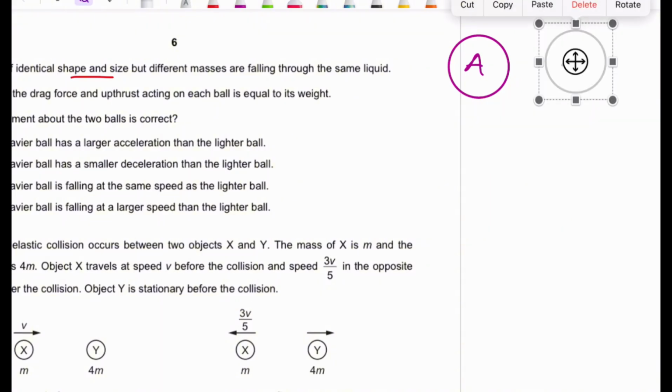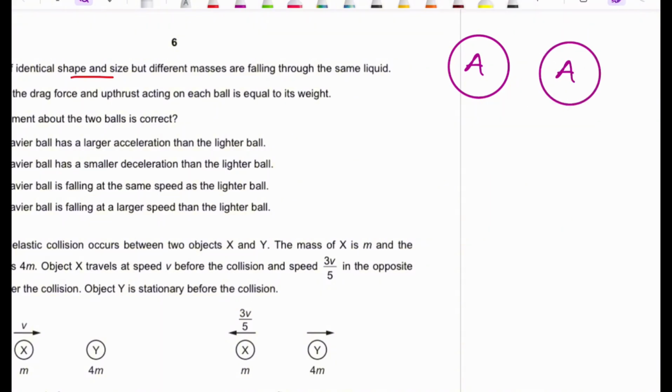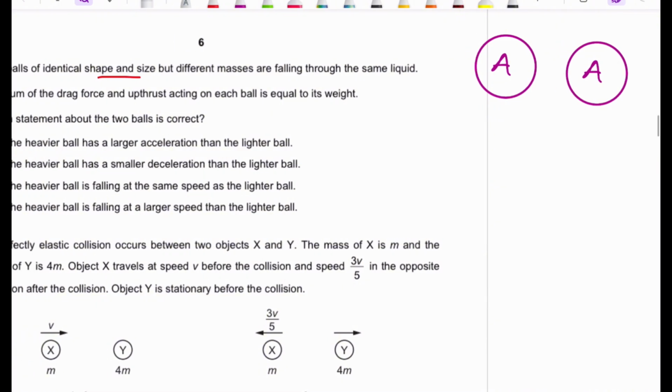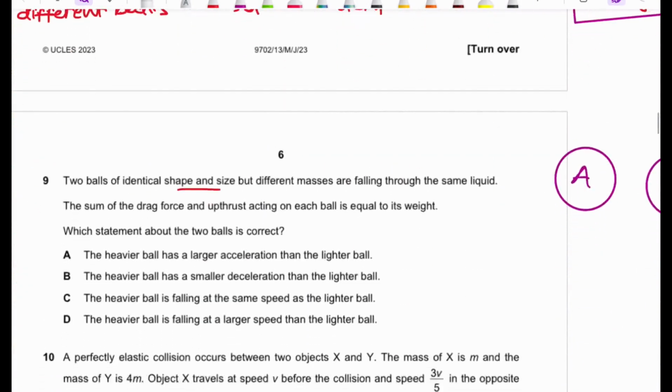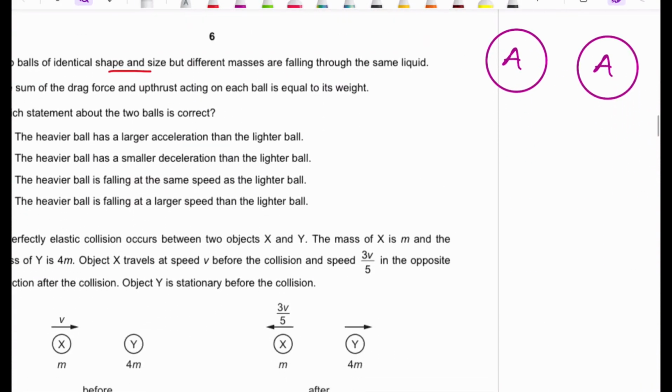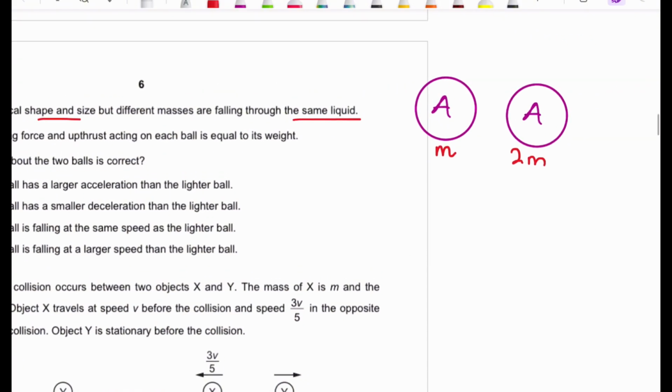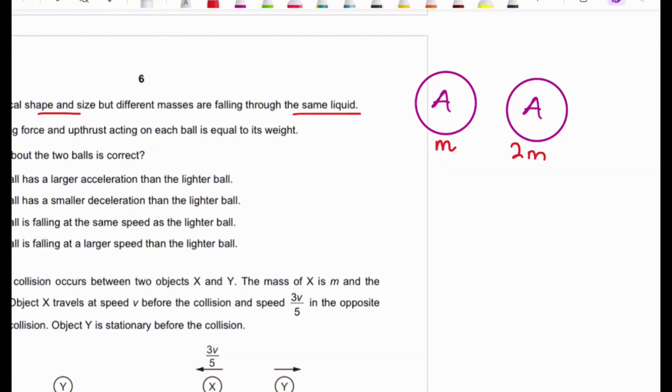Okay, something like that. So they have to be identical, right? So they have the same shape. But they have different masses, though. So let's say this is mass M and this is mass 2M, and they're falling through the same liquid.